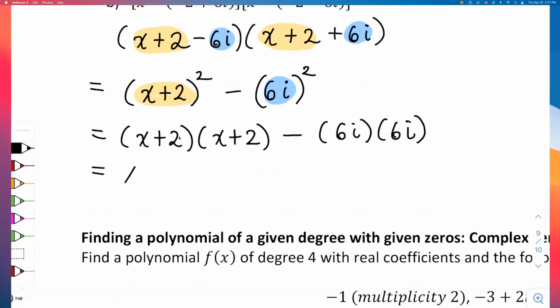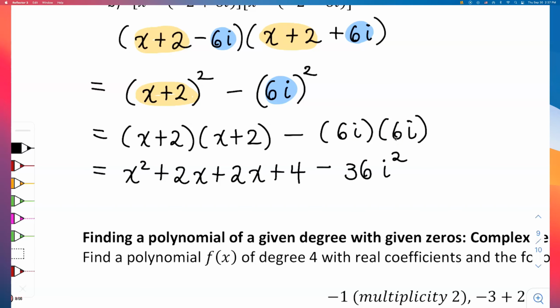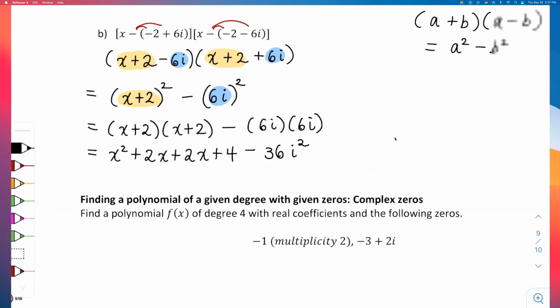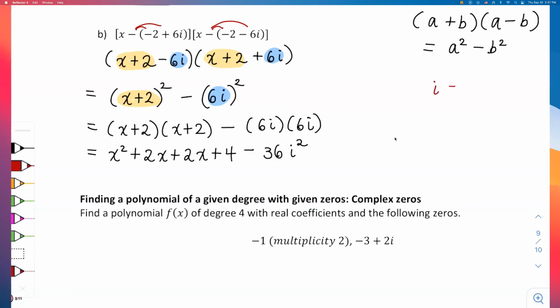If I FOIL this, I will get x squared plus 2x plus another 2x plus 4. Now look at this part for me. Oh, not an equal sign, but a minus sign. I do 6 times 6 to get 36. I must do i times i to get i squared. I'll tell you what i squared is. Remember that i is equal to square root of negative 1. So what is i squared? i squared is square root of negative 1 squared. So what happened to the square root? Squaring cancels it out. So i squared is simply negative 1.